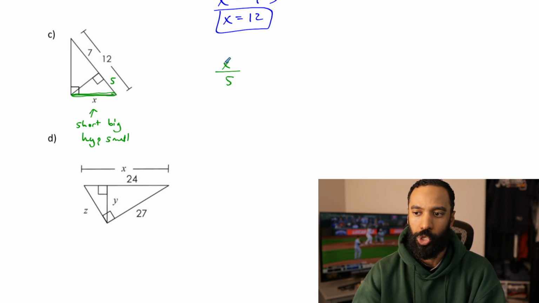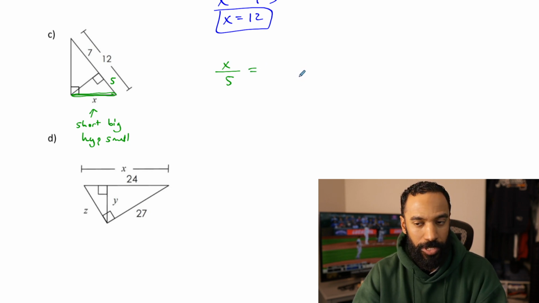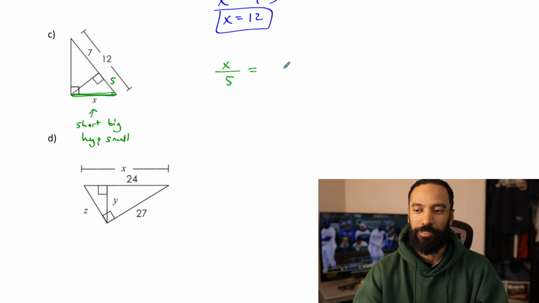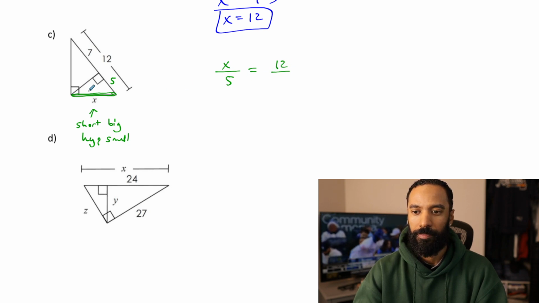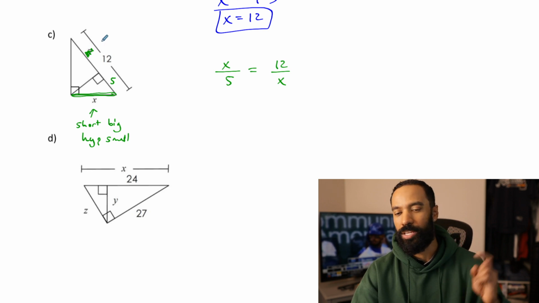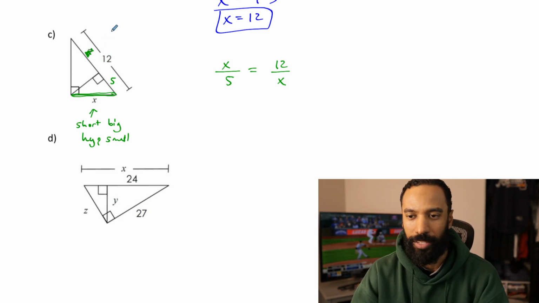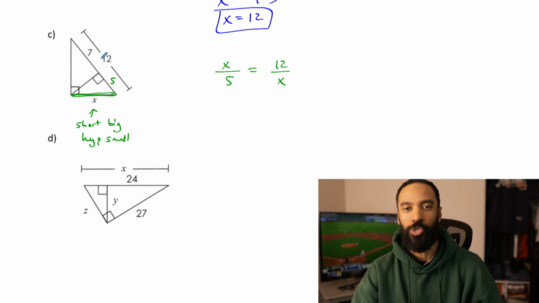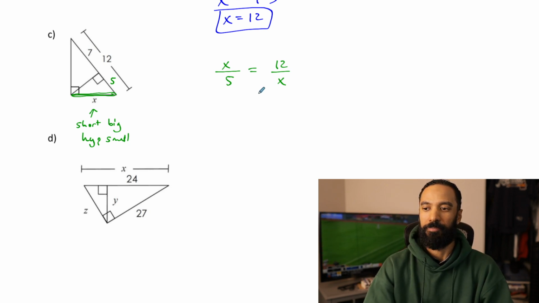Short leg of the small. So short of big over short of small equals, now go big over small again, hypotenuses. Hypotenuse of big, 12, over hypotenuse of small, x. Notice, I don't use the 7 anymore. I'm not erasing it like it's gone, like it was irrelevant to the problem. I'm just not using it anymore for the rest of the problem.